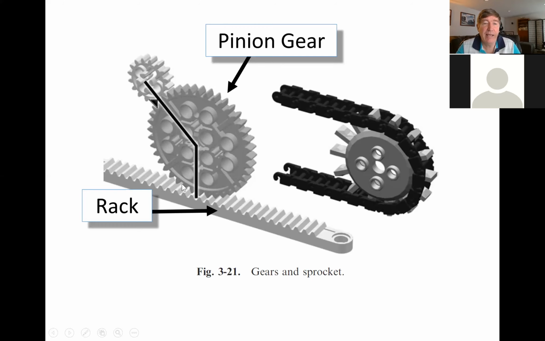Now, if you have a gear that's designed to interface with a rack, we call it a pinion gear. A pinion gear just looks like any old regular gear, so we just give it a name.